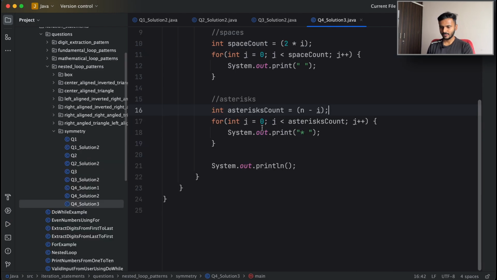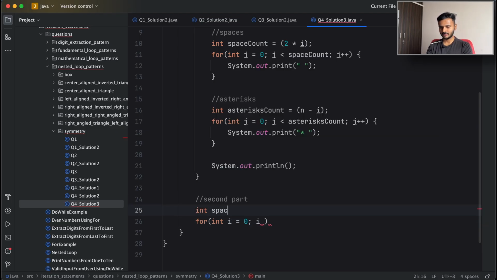So coming back to IntelliJ, let's have the second part over here, and we are going to say for int i equal to 0, we'll need to calculate the space count, right? So we'll say int space count is equal to 2 multiplied by n minus 1.